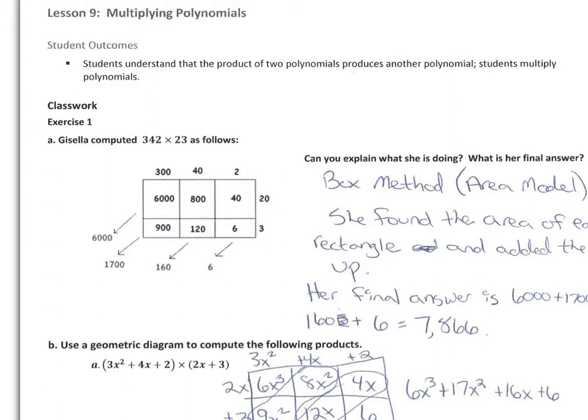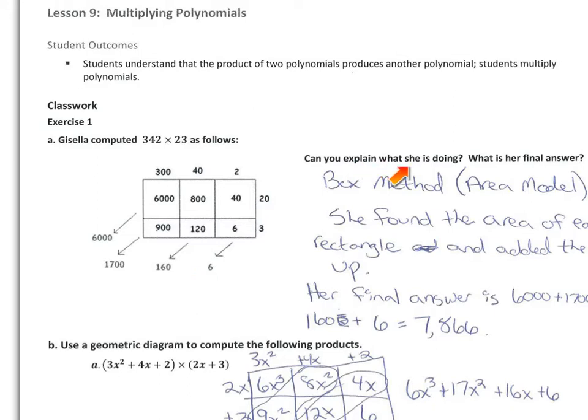Exercise 1. Gisela computed 342 times 23 as follows. She chose to break 342 into 300, 40, and 2, and then 23 into 20 and 3. She wrote them off to this side instead of this side; it doesn't matter. 300 times 20, 40 times 20, 2 times 20, 300 times 3, 40 times 3, 3 times 2. And she got these results here along the diagonal: the 6,000, the 1,700, the 160, and the 6.